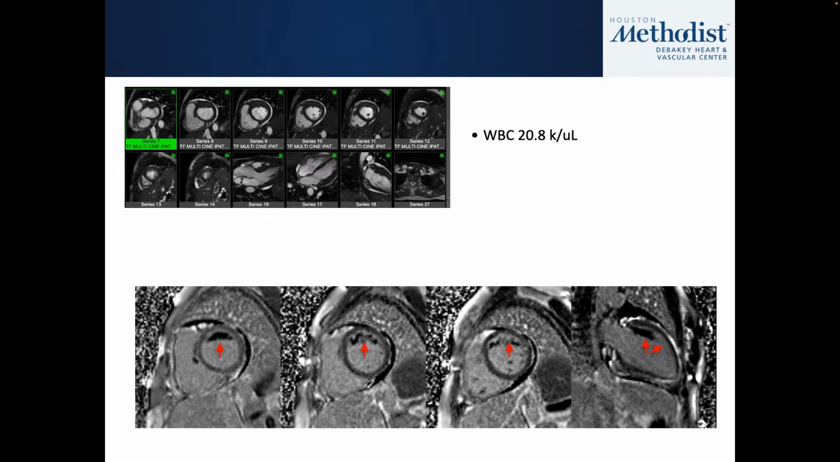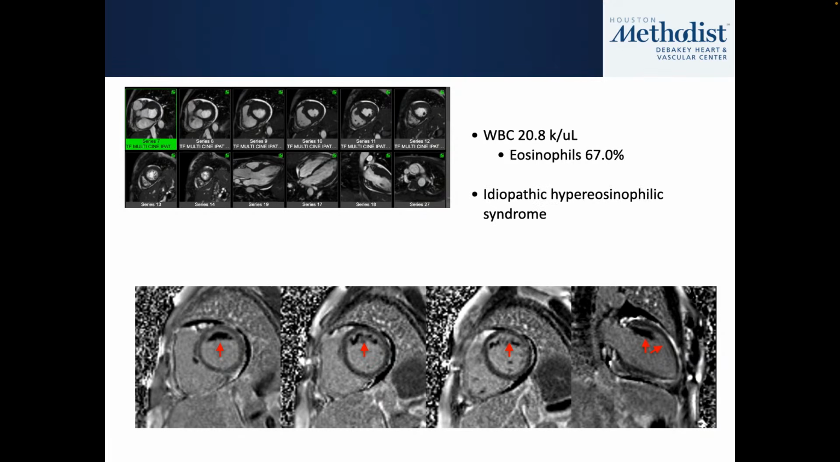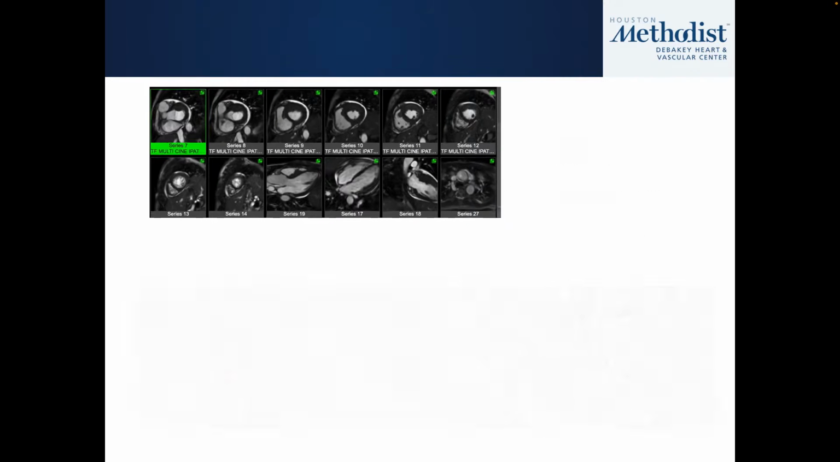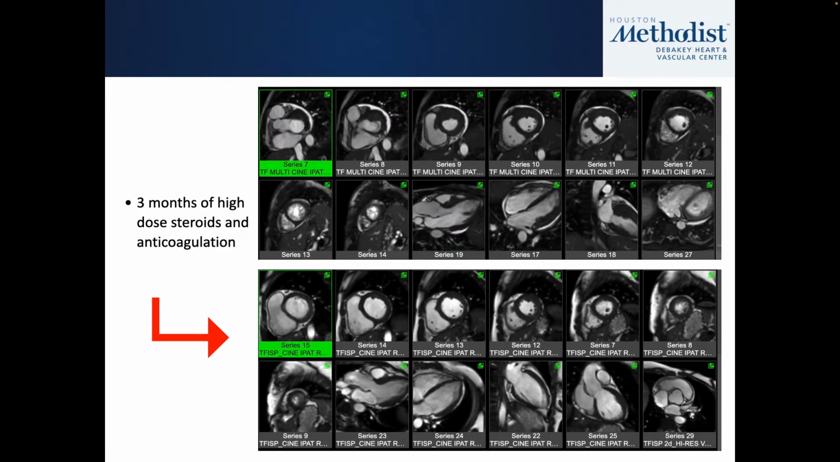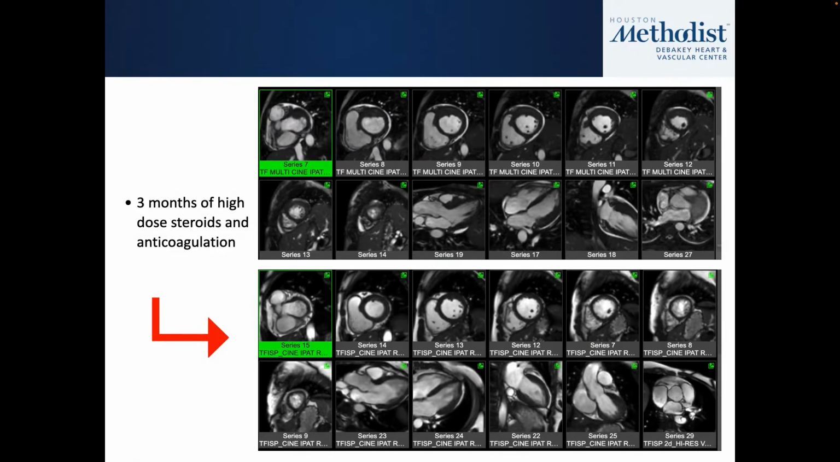This patient, in fact, when we looked at her CBC, had a white count of 20,000 with an eosinophilic percent of 67%. Based on this diagnosis of Loeffler's endocarditis, this patient then was treated with 3 months of high-dose steroids as well as anticoagulant therapy.